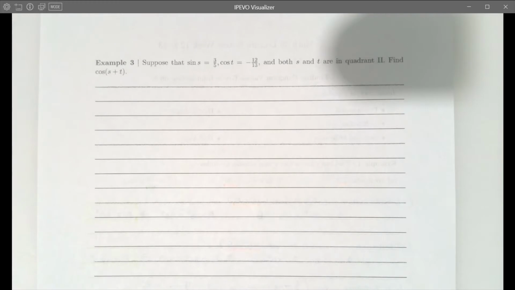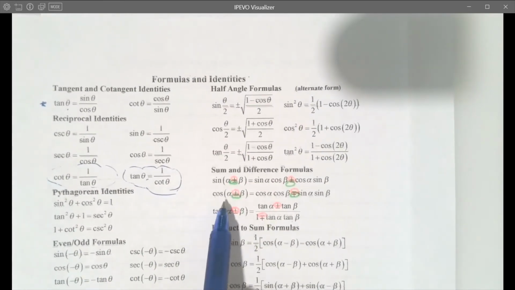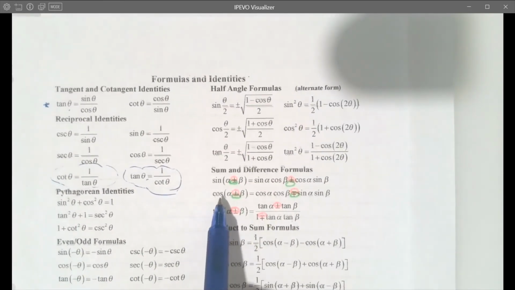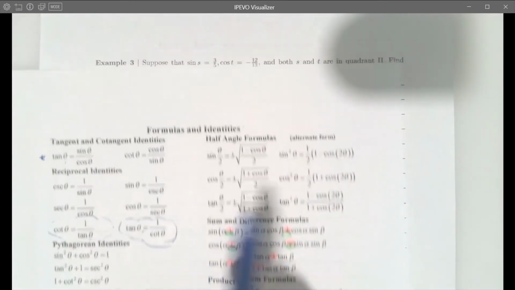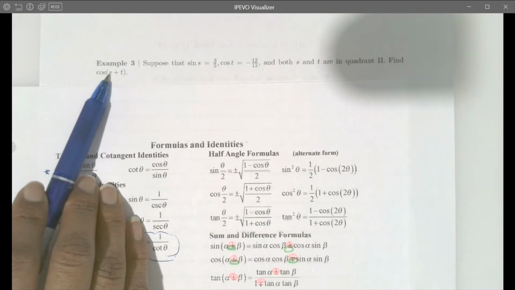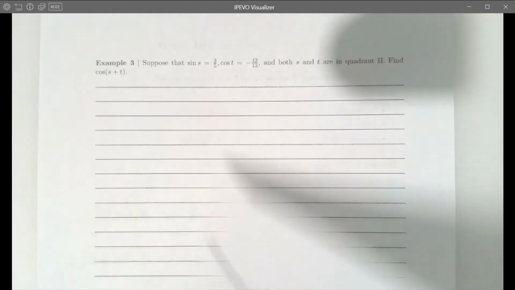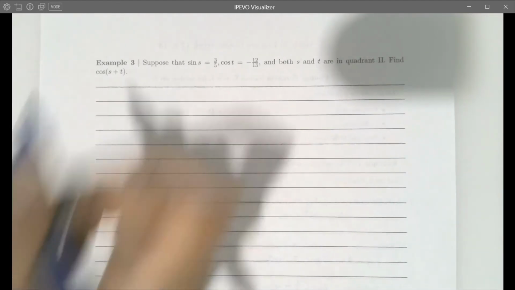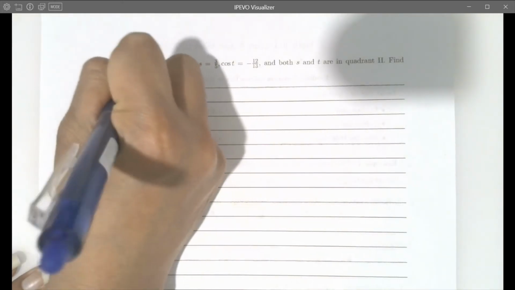Now cosine of s plus t, we've worked with sum and difference formulas before, and it looks very similar to the left-hand side of the sum formula for cosine. In fact, the only difference between the cosine of s plus t and cosine of alpha plus beta is the variables, right? So we're going to apply the sum formula for cosine to help us find cosine of s plus t. And so I'm going to start by writing down the formula on our notes.